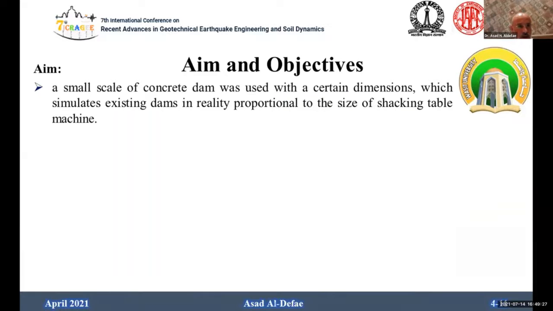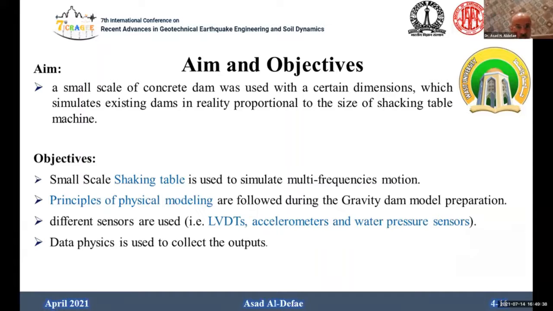For the aim and objectives, a small-scale concrete dam will be used with certain dimensions, similar to existing dams in reality, proportional to the size of the shaking table machine. A small-scale shaking table will be used to simulate multi-frequency motion, which is very close to real earthquake motions. The shaker actually provides sinusoidal waves at the beginning of the test, but at the end of the test, when we checked the output, we found multi-frequency output motion, which is very close to what we need in the preliminary design of structures.